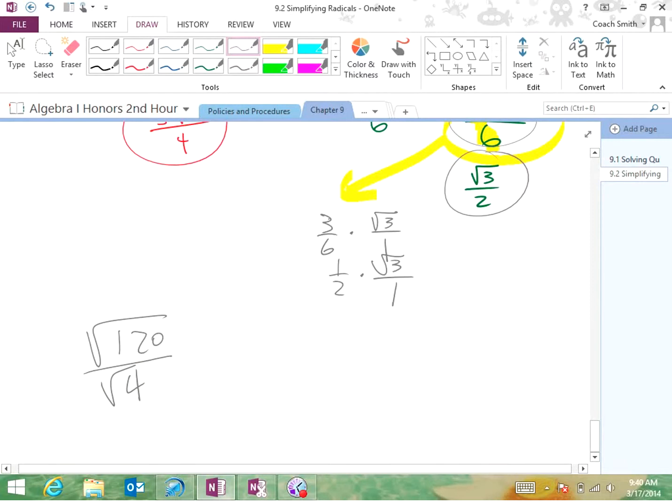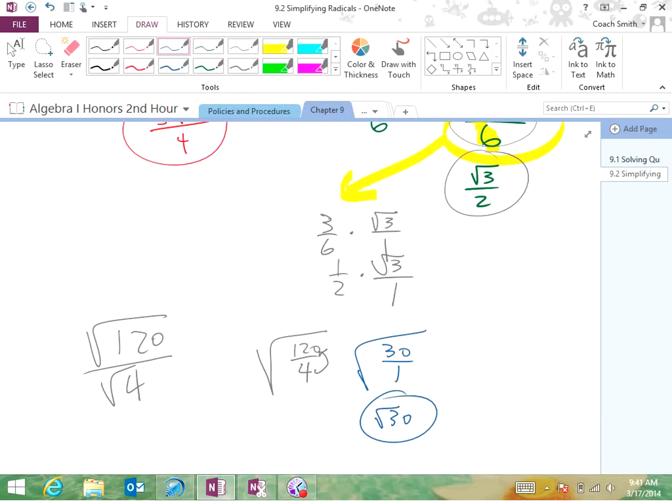Square root of 120 over the square root of 4. Now, 2 ways you can do this problem. The easier way is to do this. Okay. Now, 4 goes into 120 30 times. So you have the square root of 30 over 1. Well, what is the square root of 1? 1. So realistically, that's just the square root of 30.